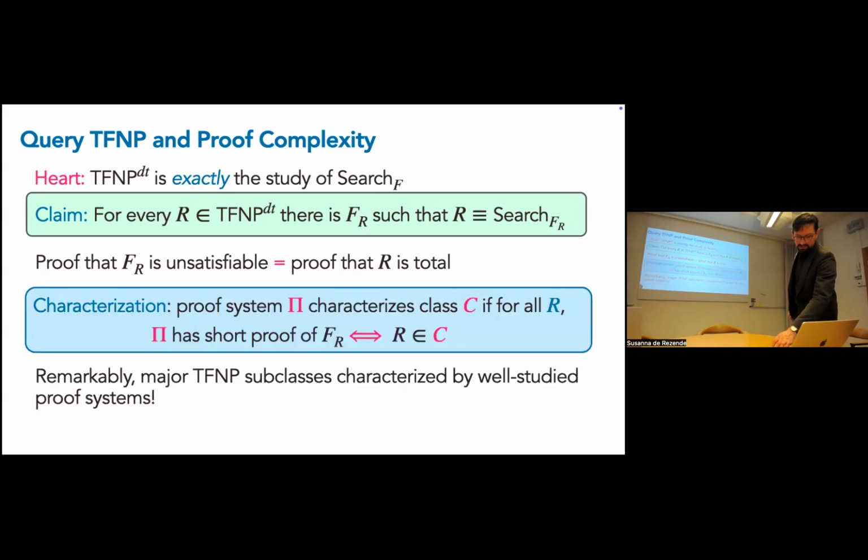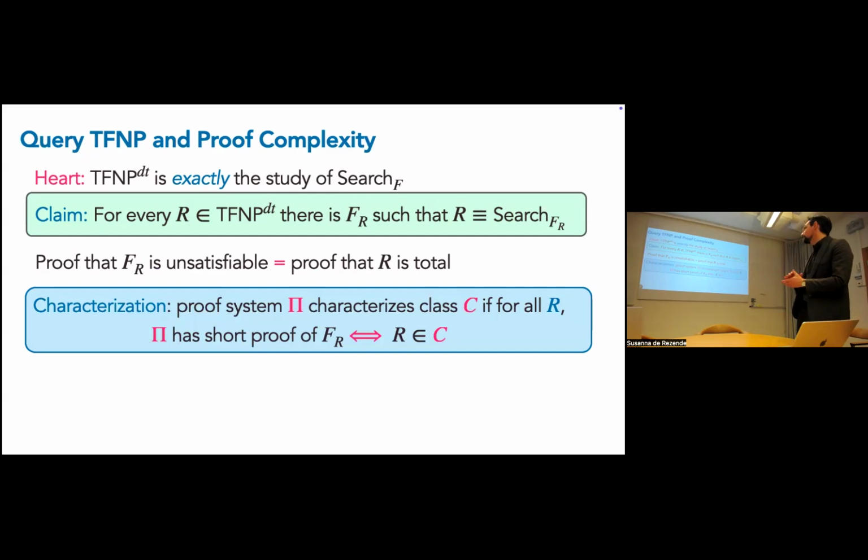Okay, so this leads us to characterizations of proof systems. The really neat thing that comes out of this is that provability in certain proof systems is exactly membership in certain classes. This is really nice for TFNP, but it also turns out to be very nice for proof complexity, and you can get some neat results out of it, which I'll talk about in a second.